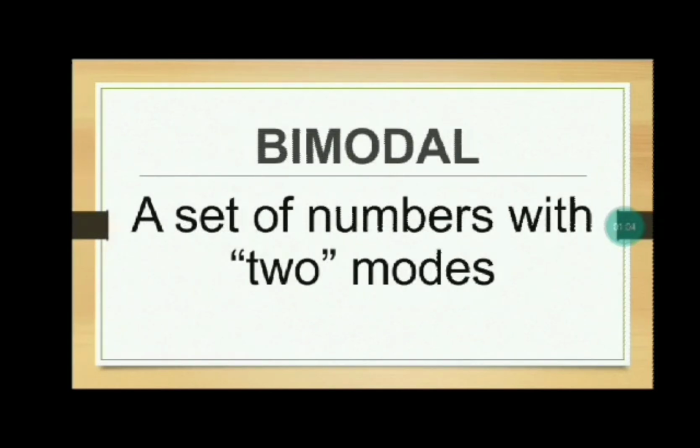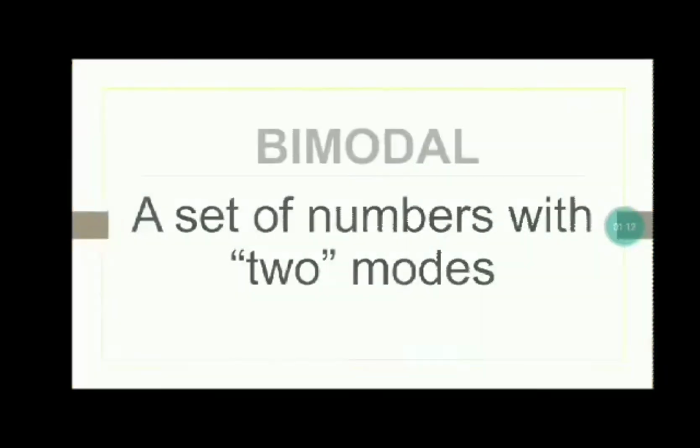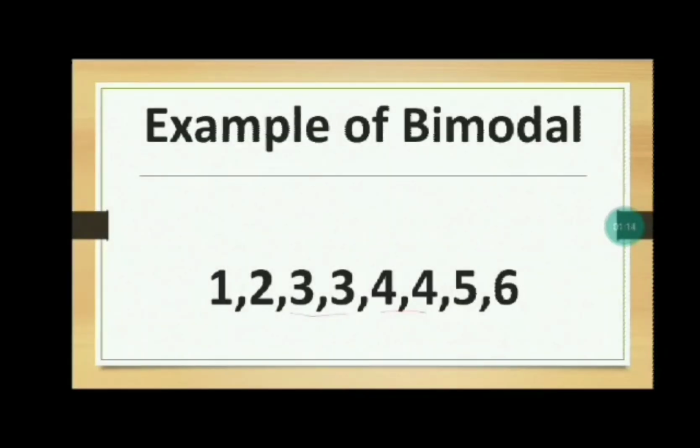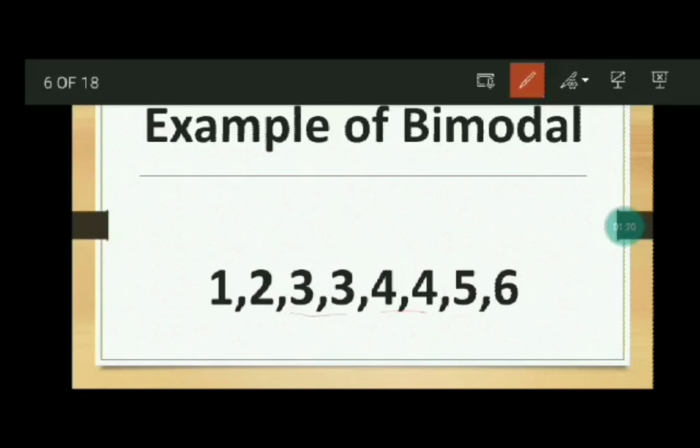From the word bi, which means two, bimodal is a set of numbers with two modes. For example, in this one, as you can see, the repeating numbers are the 3 and the 4. That's why it is called bimodal.